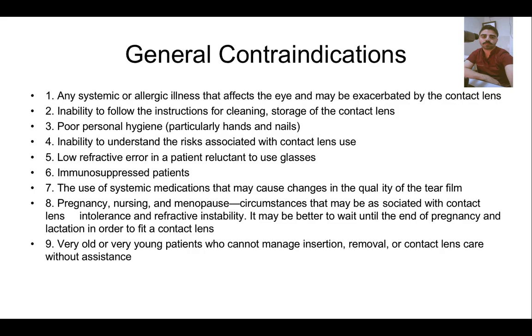The next one is if someone has a low refractive error and that particular patient is reluctant to use glasses. If the refractive error is very low, if someone has only 0.25, 0.5, 1 or 1.25 diopter refractive error that is spherical in nature, I would suggest that this patient should wear glasses. Or if the refractive error is very low, like only 0.25 or 0.5, he or she doesn't need any sort of refractive correction. So I don't think in these conditions you could prescribe a contact lens to a patient.